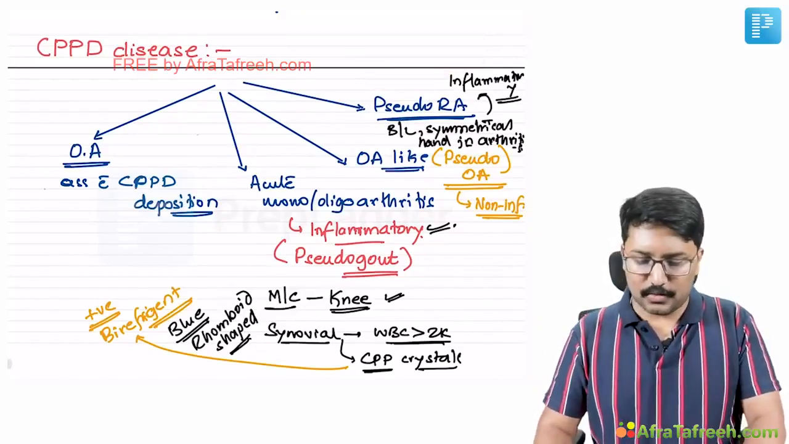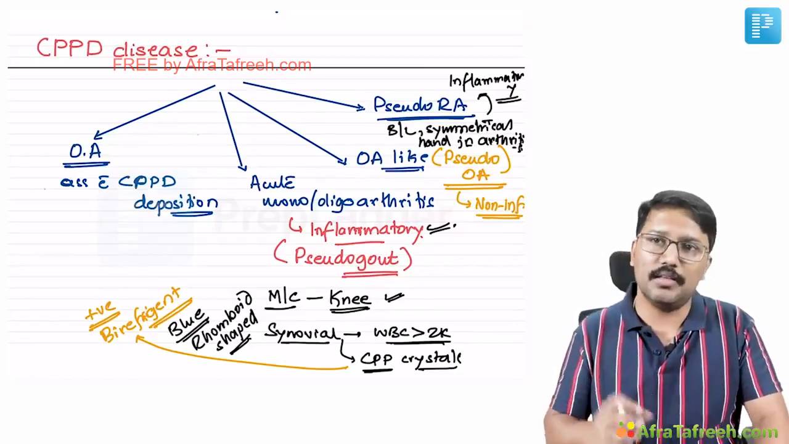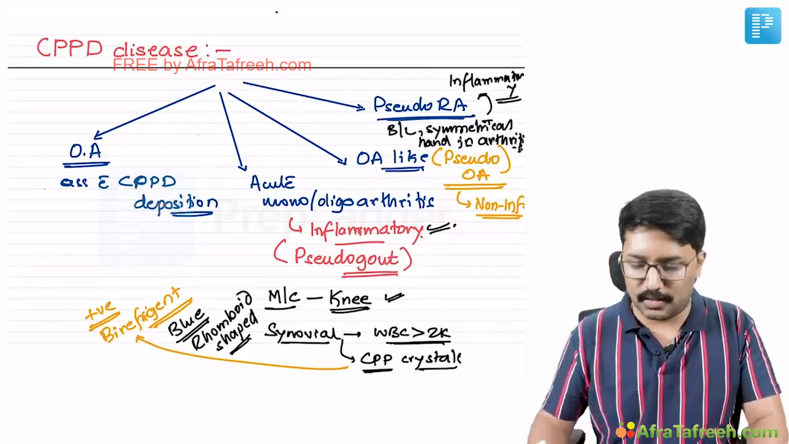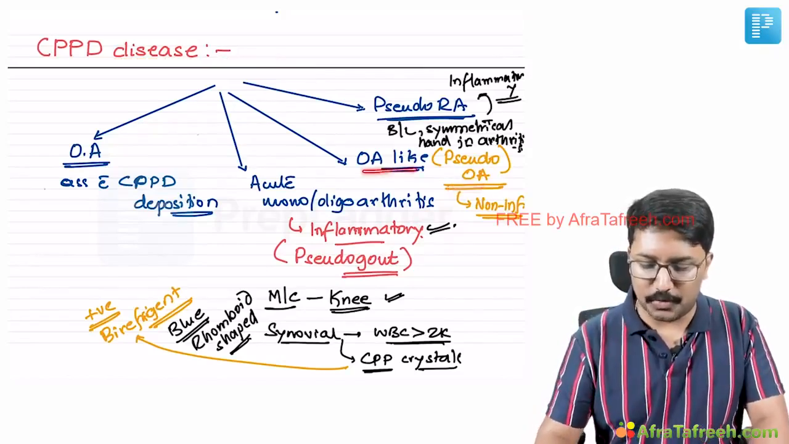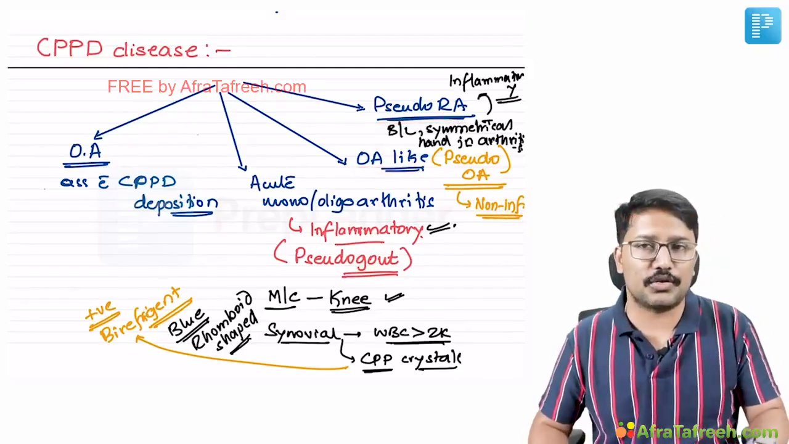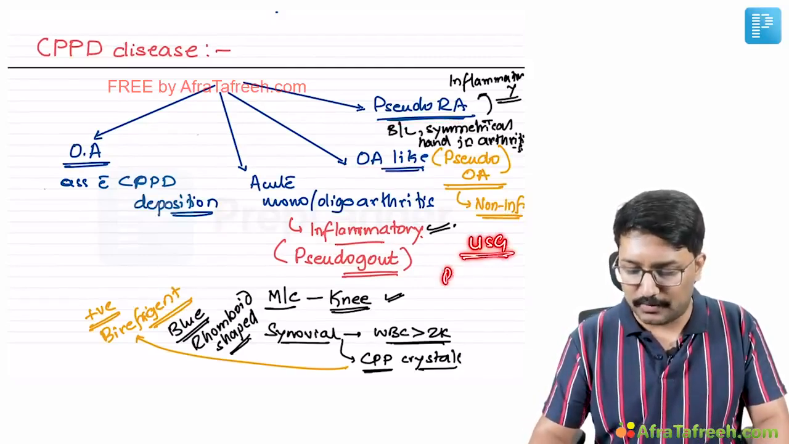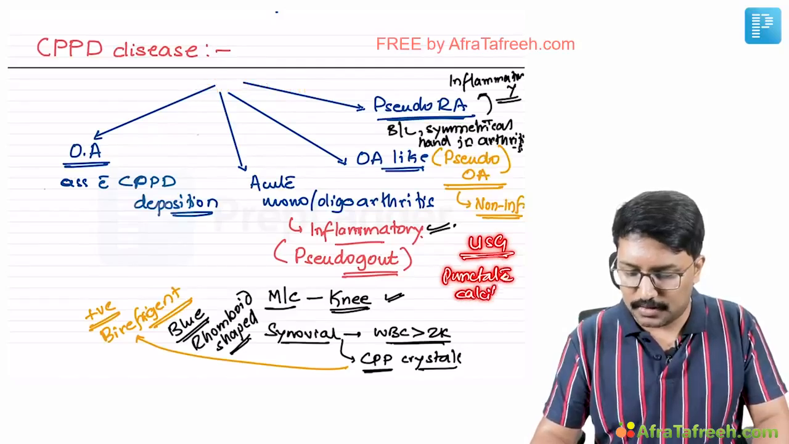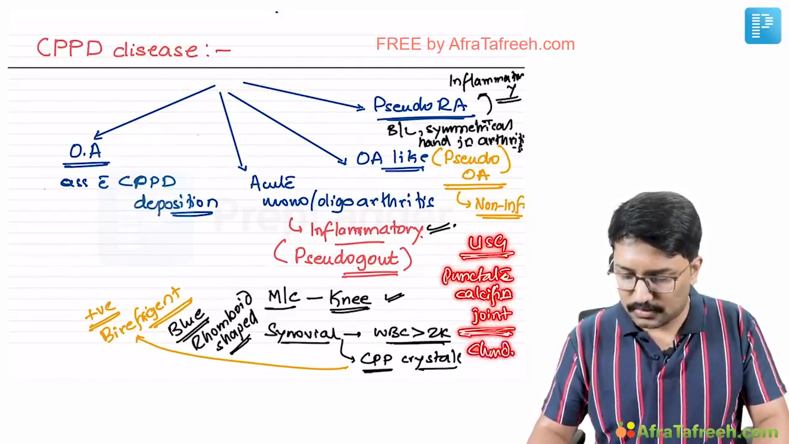Okay, so how do we diagnose? Obviously, we have to demonstrate that there are CPPD crystals deposited in the joints, and particularly when we talk about CPPD crystal deposition, we should be thinking of osteoarthritis like or pseudo-rheumatoid arthritis like presentation. If you do the USG of the joint, you will see this punctate calcification of the joint cartilage, what we also call chondrocalcinosis, right?